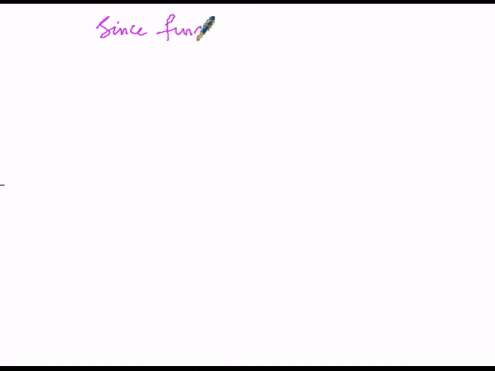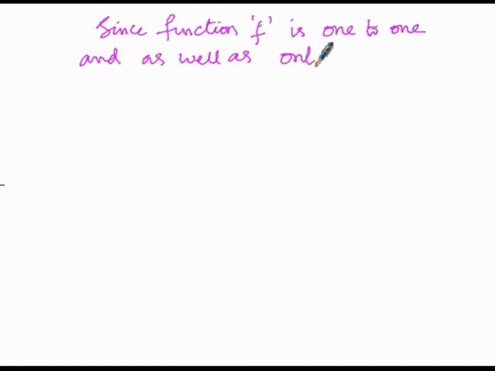So here in the next logical step, since the function, that is f, is one-to-one and as well as onto, hence f is said to be a bijection.